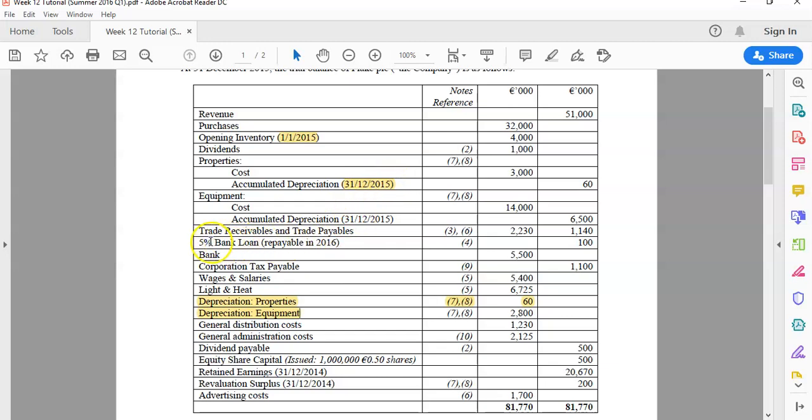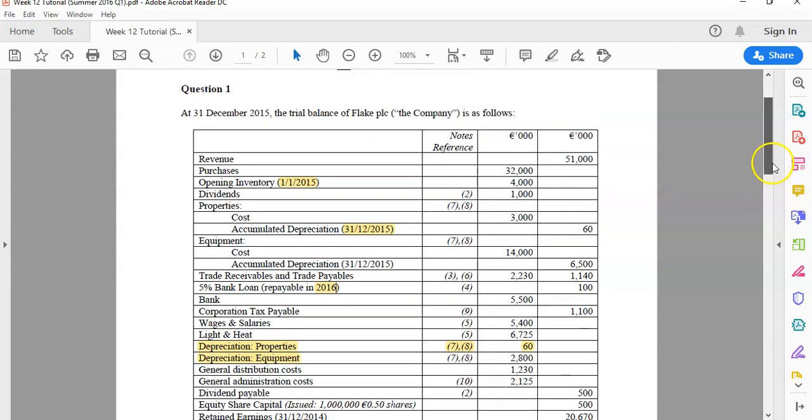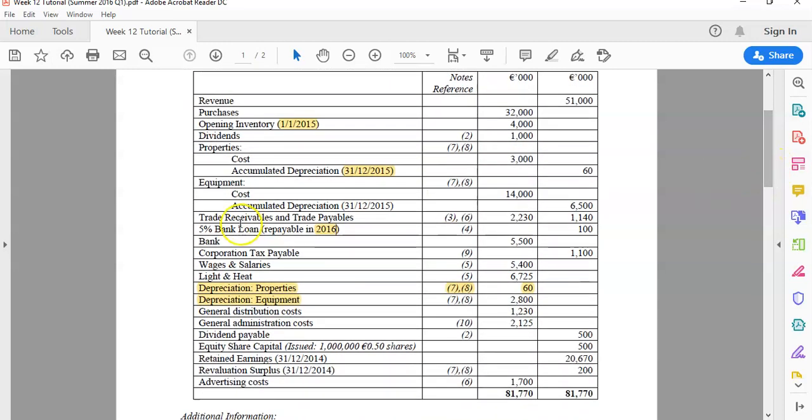So we'll come down, loan payable in 2016. You're told that because that means it's a current liability, because we're doing the year in 2015. You have tax payable, you have bank, wage and salaries, light and heat, they're all expenses. Admin expenses, distribution costs, no issue there. Dividend payable now. So we have a dividend up here, which is on the debit side, and we have a dividend payable of 500 here. So we have to figure out what's going on there in note 2.